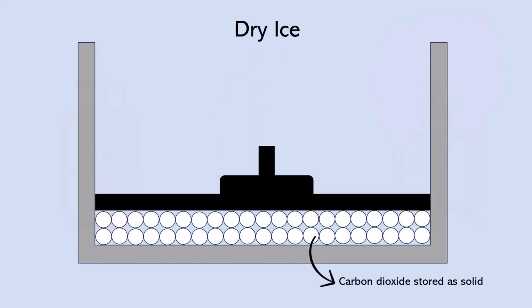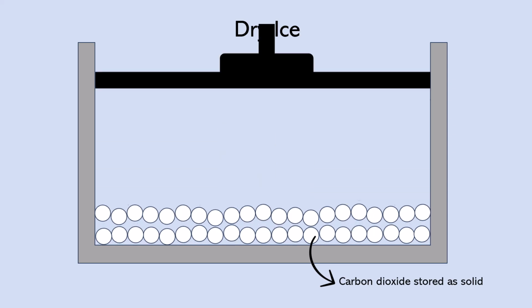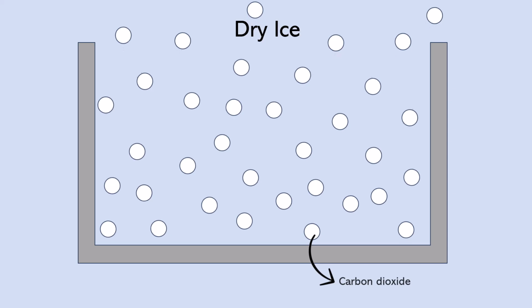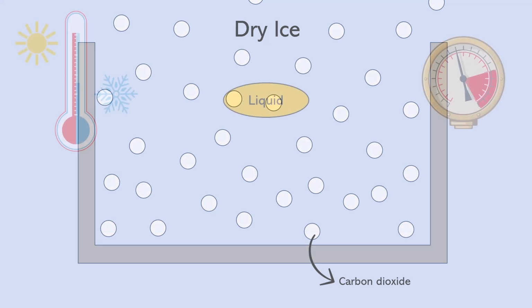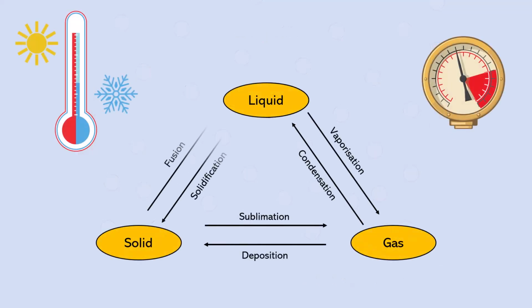What about dry ice? It is carbon dioxide stored under high pressure as a solid, and when the pressure is reduced to normal atmospheric levels, it turns back into gas without passing through the liquid phase at all. This is why solid CO2 is called dry ice. It doesn't melt into a liquid like regular ice. So, by changing temperature and pressure, we can control whether a substance is a solid, liquid, or gas.